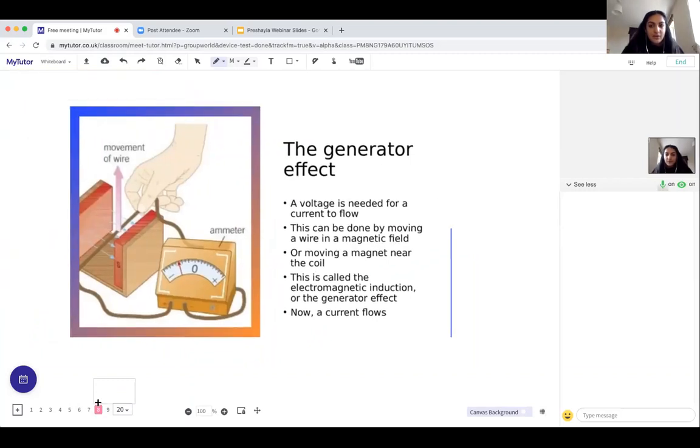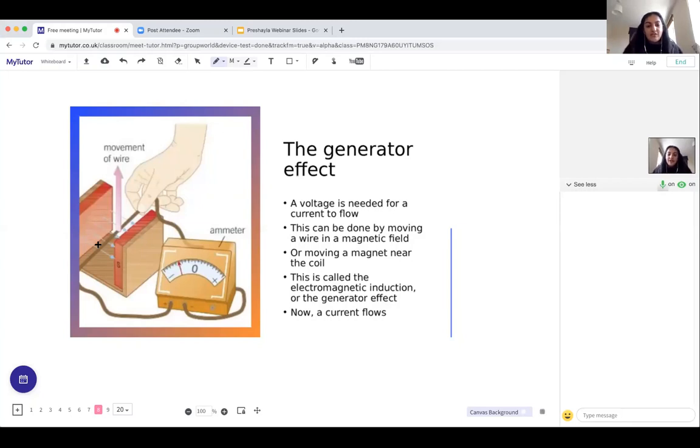Okay, so moving on to the generator effect. This is pretty different. It's still a conductor in a magnetic field, but it's the moving of the conductor in the magnetic field, so the manual moving. In the motor effect, we didn't move the wire; it moved itself because of the magnetic fields interfering. In the generator effect, we have to move the wire or move the magnet.